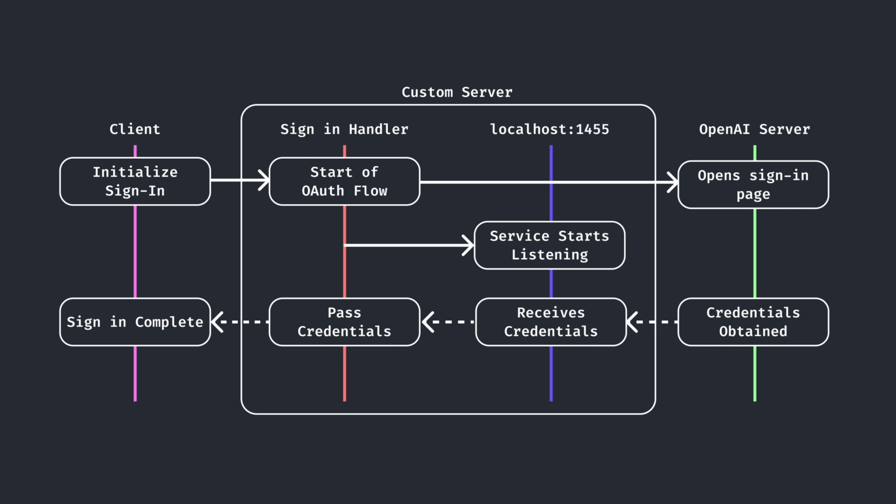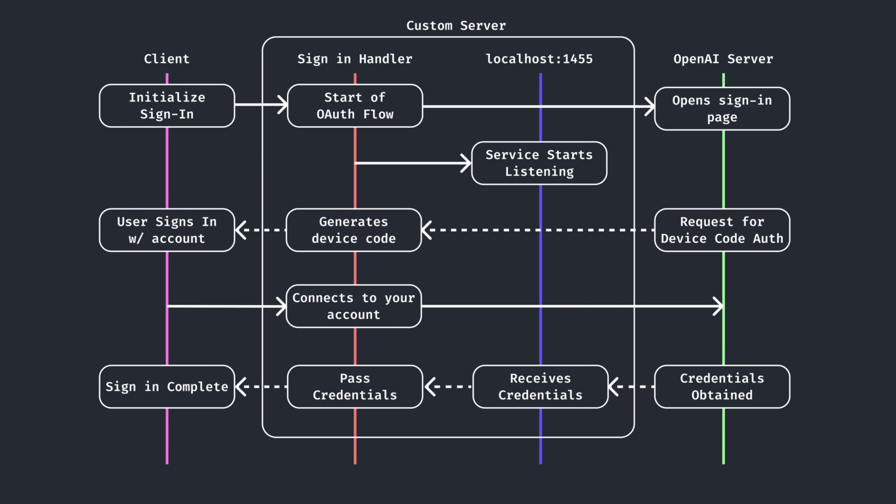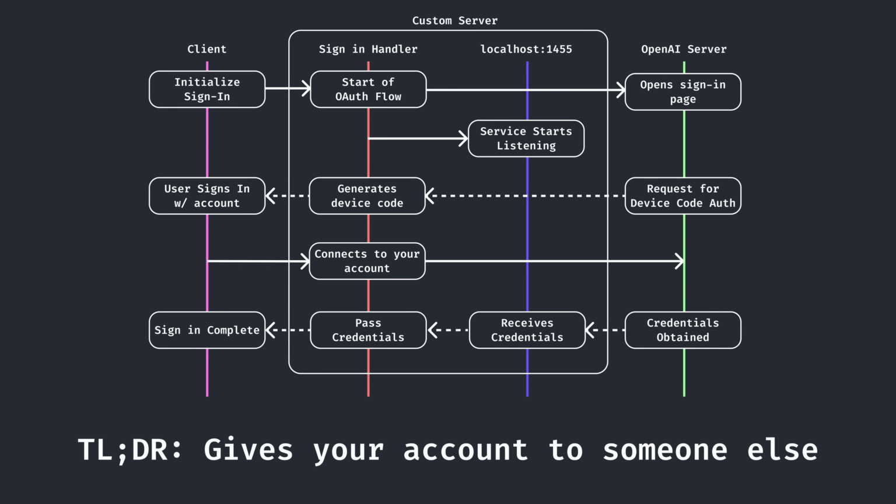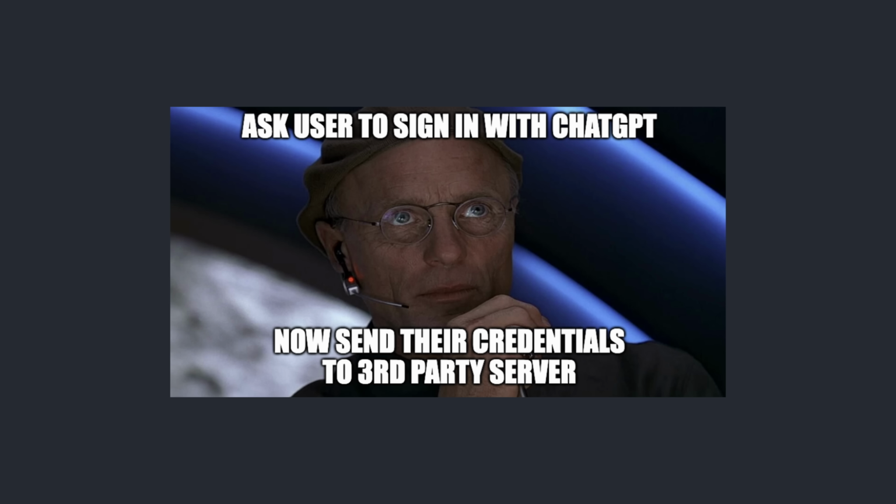First, the server doesn't have your OpenAI account, so you have to use OpenAI's device code authentication, which allows you to authenticate into a remote device using a one-time code. But this also requires you to turn on a setting in your ChatGPT account, which is rather annoying and feels like a loss of trust. And that aside, if you just think about it, this is essentially giving away your ChatGPT account to some random third-party server, which I personally would never want to do. So it seems like we are at a dead end.